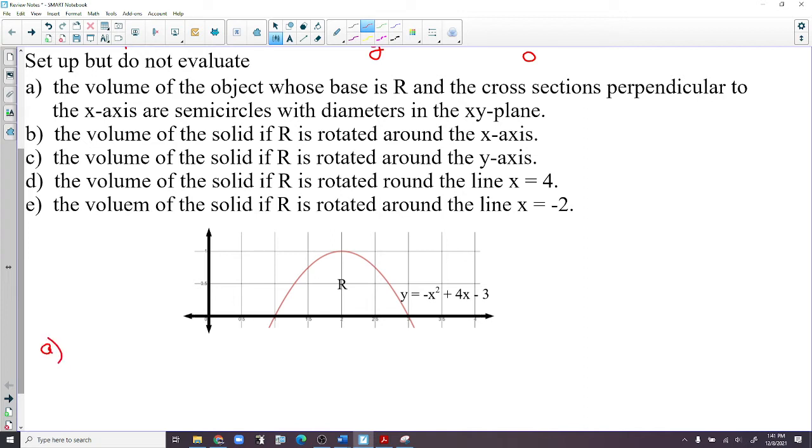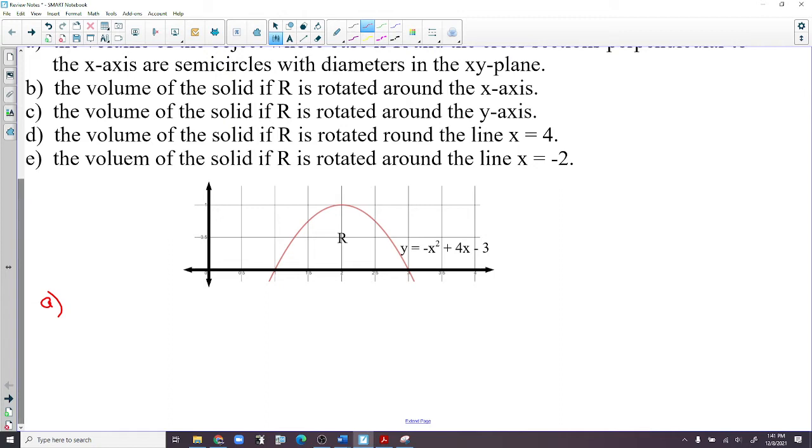A, the volume of the object whose base is R and the cross sections perpendicular to the x-axis are semicircles with diameters in the xy plane. So I'm not going to draw on that one. I'm going to draw over here. There it is laid down. So we have this plane that's sitting like this, and we're going to lay that down. And now coming off of the paper are these semicircles. So we have this 3-dimensional object that we're going to try to find the volume of. The semicircles are sitting here. The diameters are perpendicular to the x-axis, and here's one semicircle sitting right there, coming off of the paper.